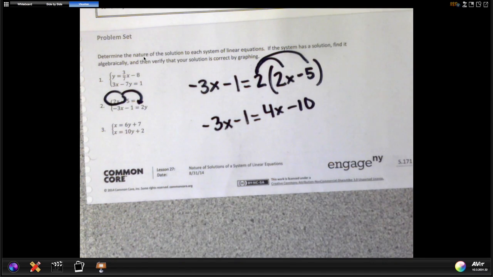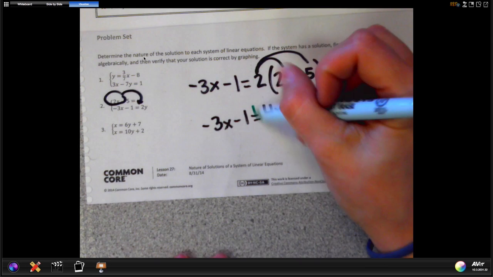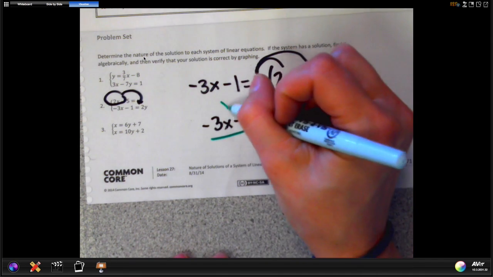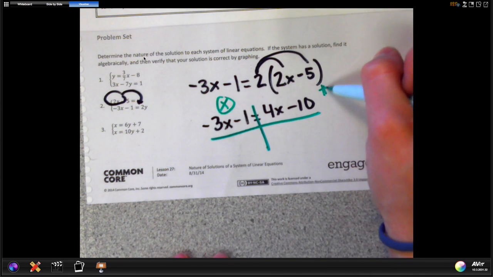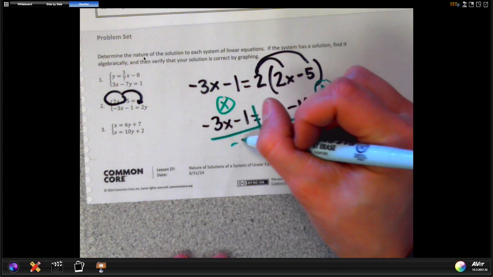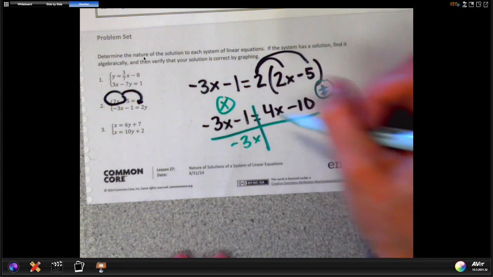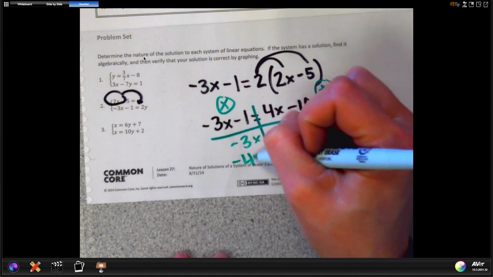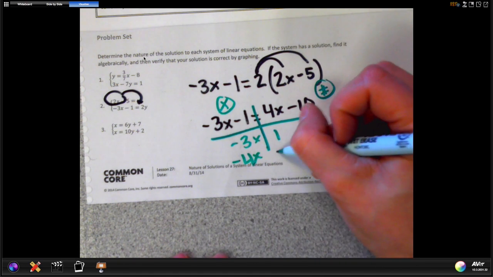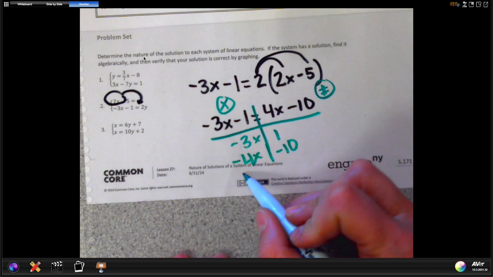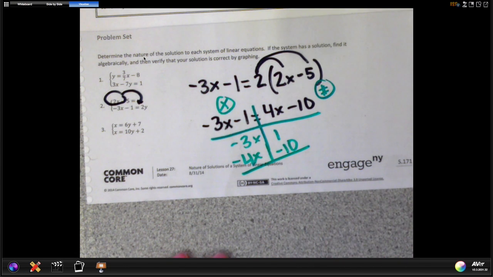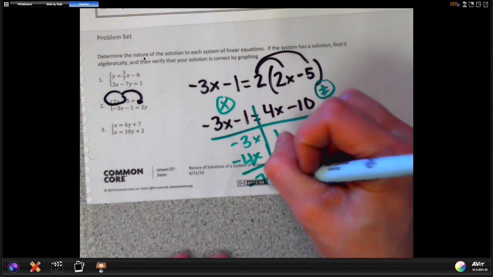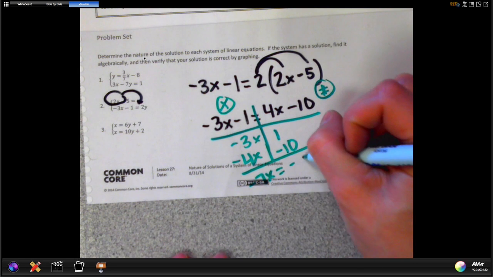And now you have a chart problem again. So let's go ahead and solve this. So this is x's, this is numbers. Negative 3x stays. Negative 1 becomes positive. 4x becomes negative 4x. Negative 10 stays. If we add these together, we get negative 7x equals negative 9.